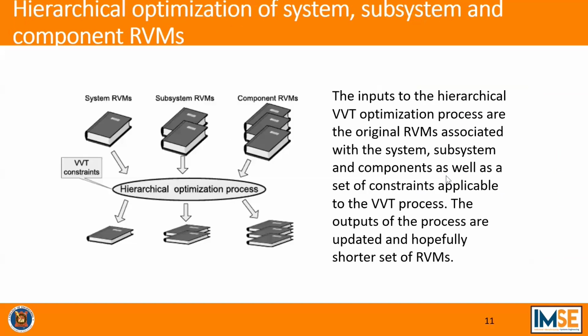So, hierarchical VBT optimization mainly reduces VBT activities, and we can get a shorter version of RVMs. It is like what is depicted here. In the initial phases, there are lots of activities for the systems, subsystems, and components level. But after conducting the optimization, we can get less activities to be performed like this one.